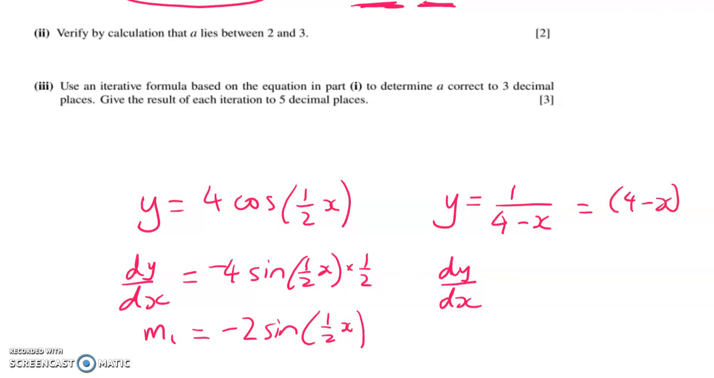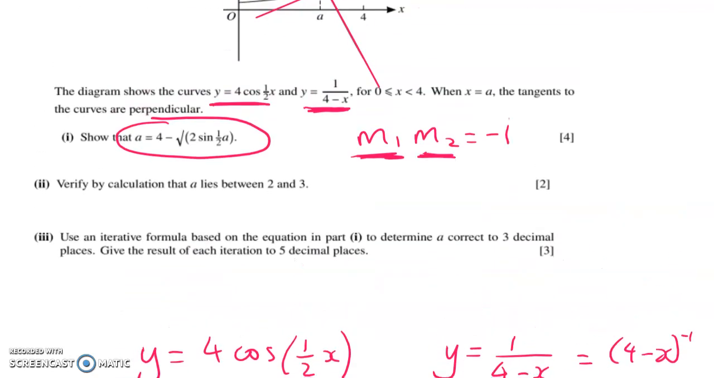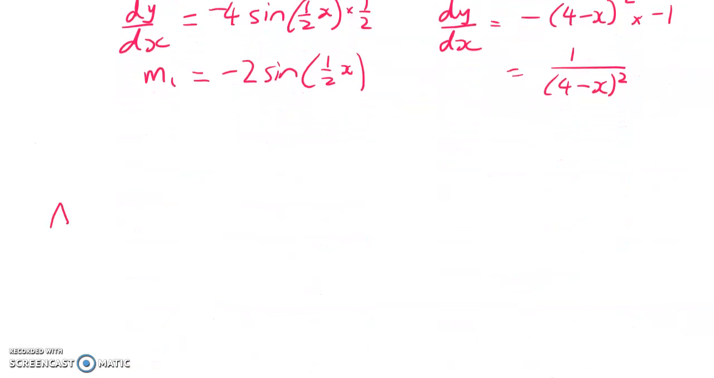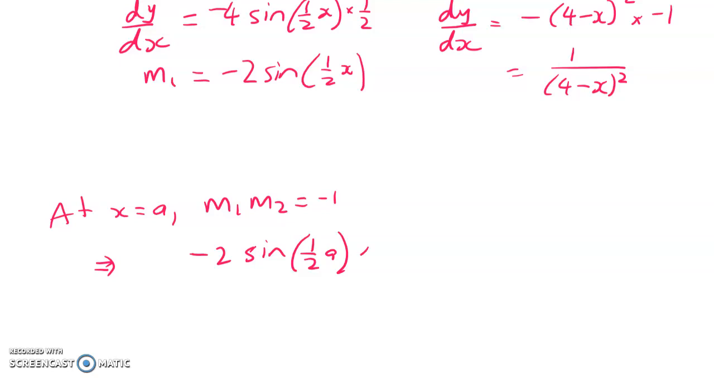For the other curve, we can see we've got 4 minus x to the -1. So dy by dx will be -4 minus x to the power of -2 times -1, which gives me 1 over 4 minus x squared. When x is equal to a, the tangents to those curves are perpendicular, so at x equals a, m1 times m2 is equal to -1. So we have this condition: -2 sine of a half a times 1 over 4 minus a squared is equal to -1.